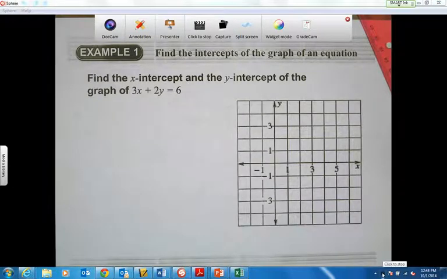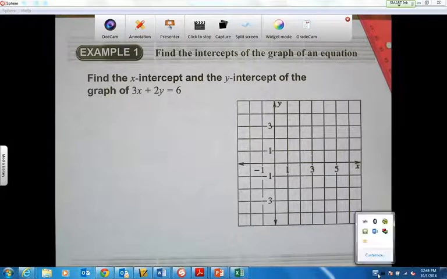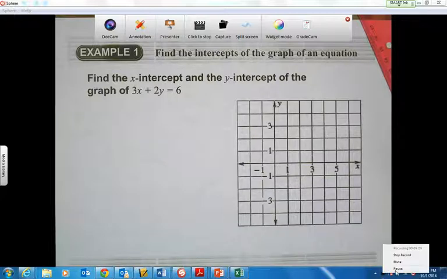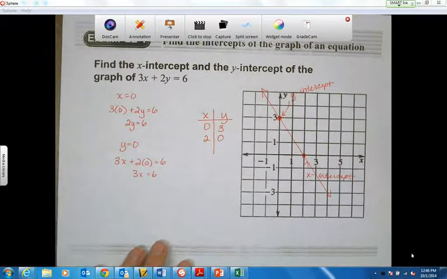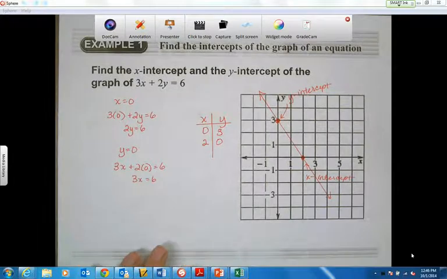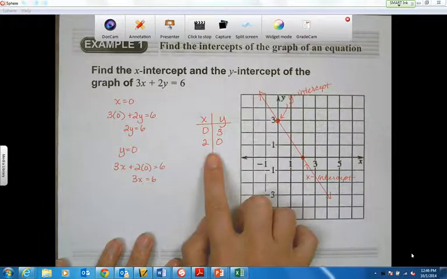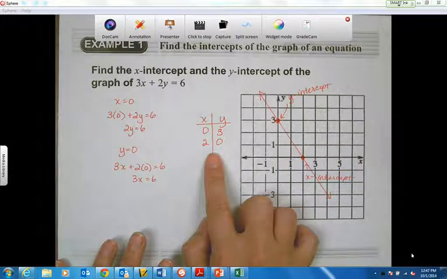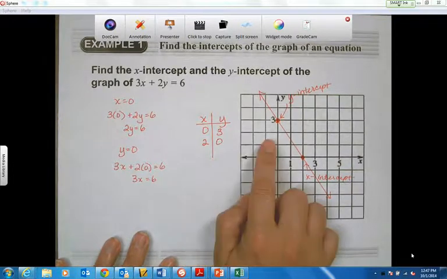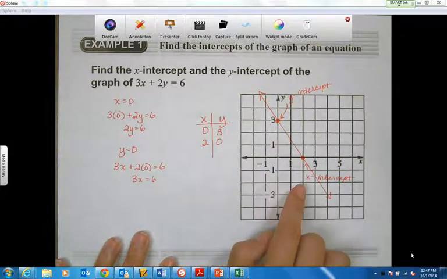All right, so taking a look at this one, you don't have to set up a mini table if you don't want to. I find that works well, but you don't have to. But here's your 2 points. You don't have to label unless it says to, but since these are new vocabulary words, I'm labeling those for you. Do you guys have questions on finding x and y intercepts? No? All right.